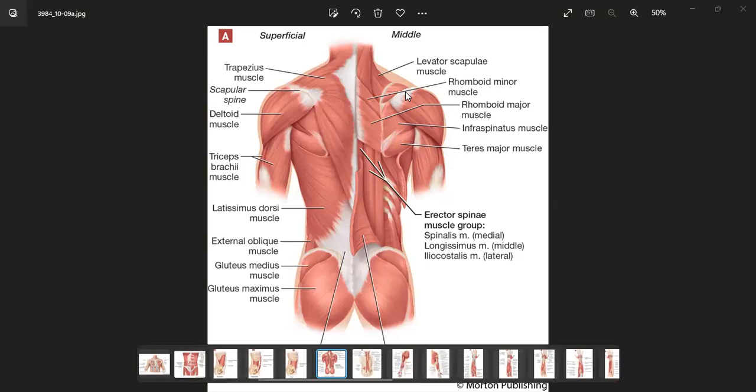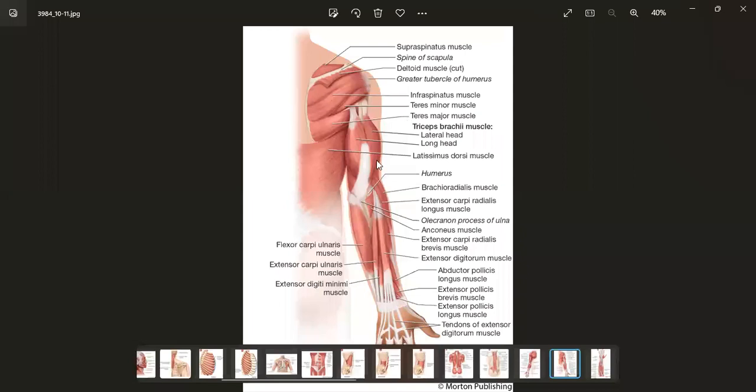Next, we have the supraspinatus followed by the infraspinatus muscle. Both of these you will have to know for your quiz. Now, let me find the appropriate picture for the supraspinatus. So here we have on this picture the best example of the supraspinatus muscle.